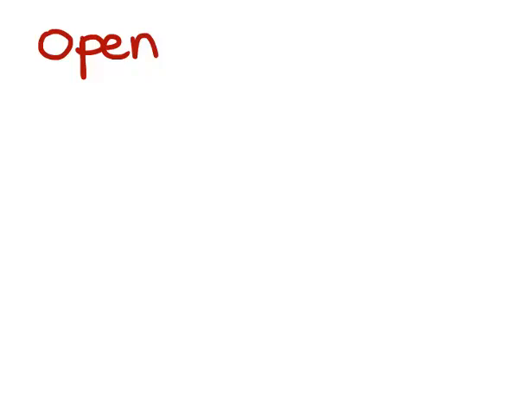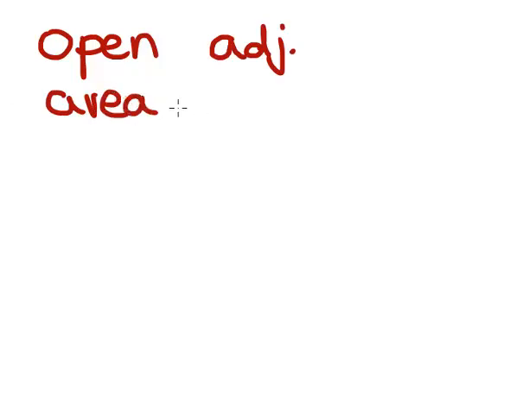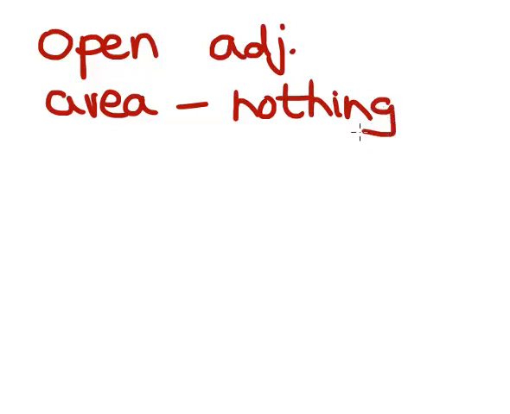Our first word is open. I'm sure you know open. It's an adjective. And an open area is a large area that doesn't have any buildings. There's really nothing there, just a large open area, no buildings, no trees.